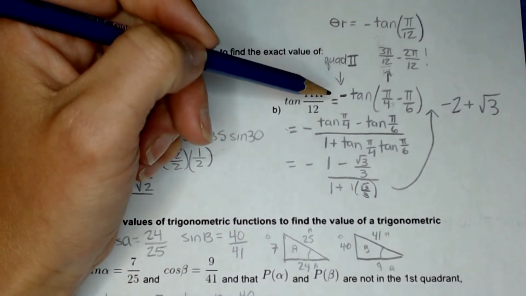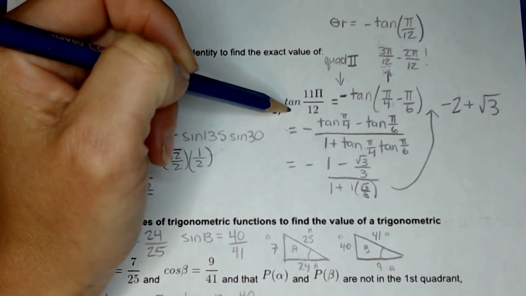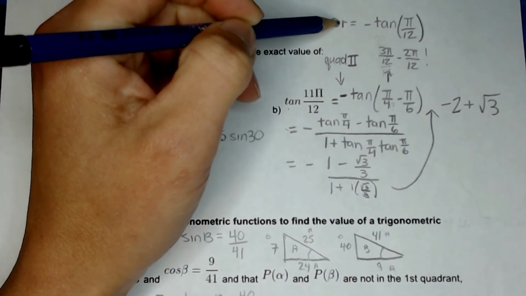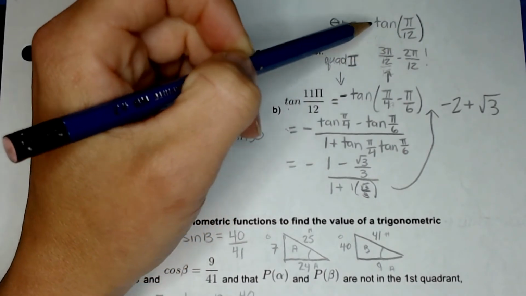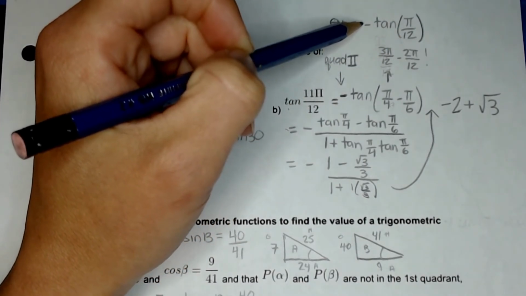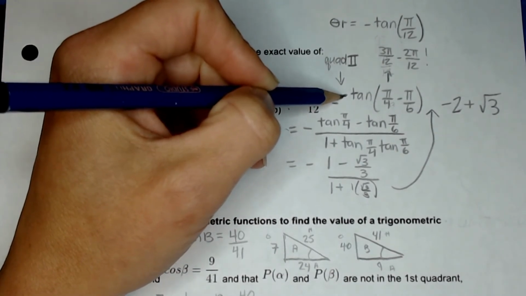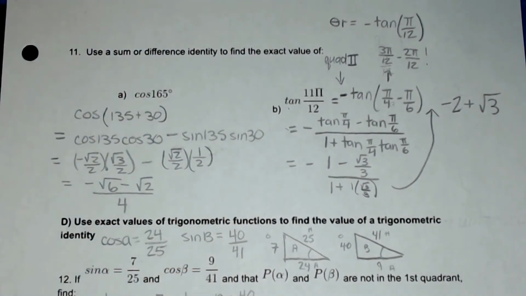In B, I just wanted to point out that tan of 11 pi over 12 is in quadrant 2. So what you're going to want to do is find your reference angle, which is, of course, pi over 12. But because it's in quadrant 2, it has to be negative. So you're going to pop that negative value at the front of your tangent, just to signal yourself what quadrant you're actually working in, to make sure at the end you get the right positive or negative in the answer.